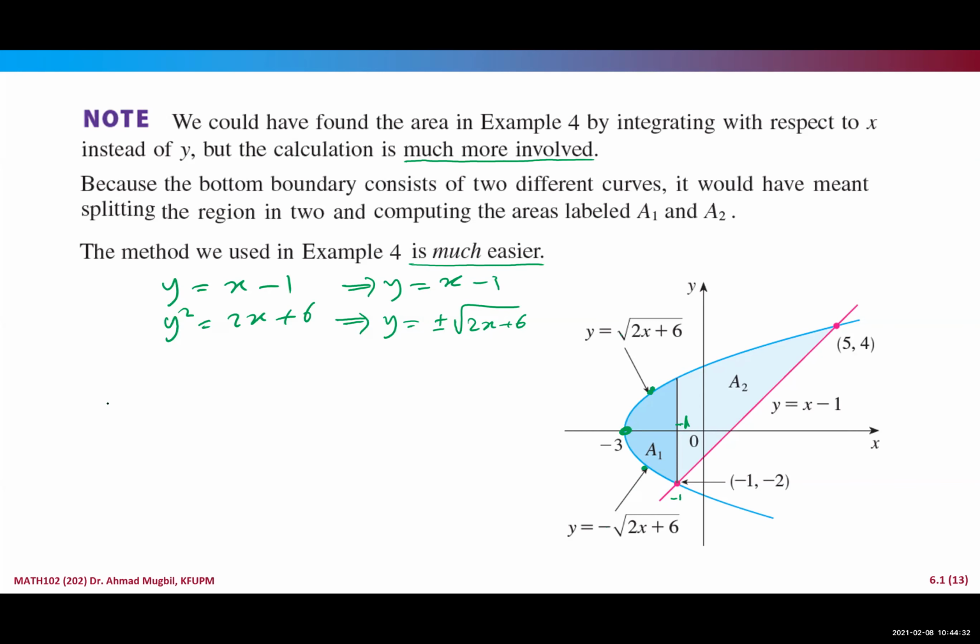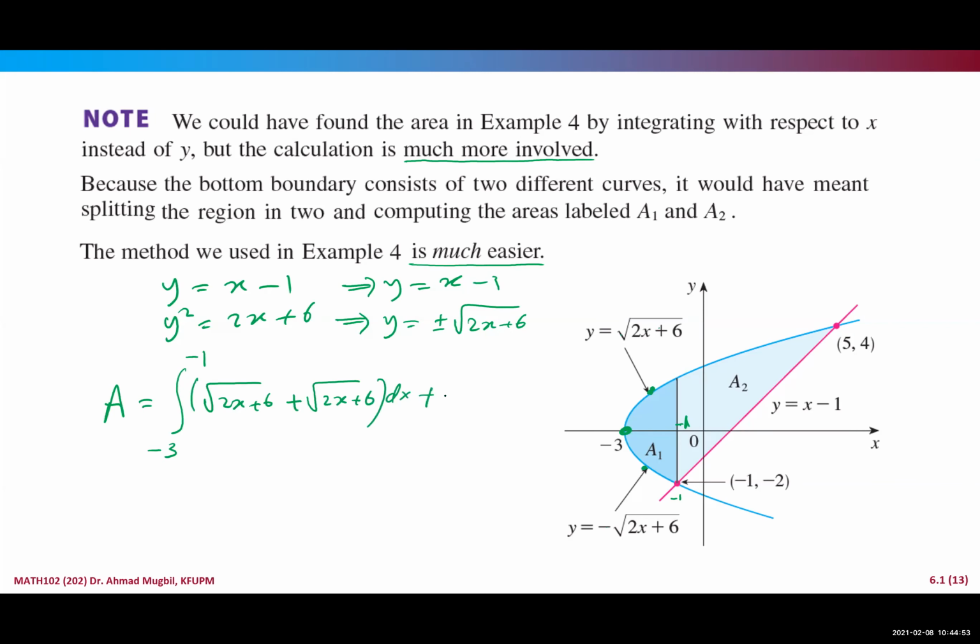So the integral now, if you want to calculate the area, it will be the integral from -3 to -1 for this minus this. This minus this will be the double of them. Let me write it here. It will be the square root of 2x plus 6 minus, it will be plus. So you will have two of them, dx.